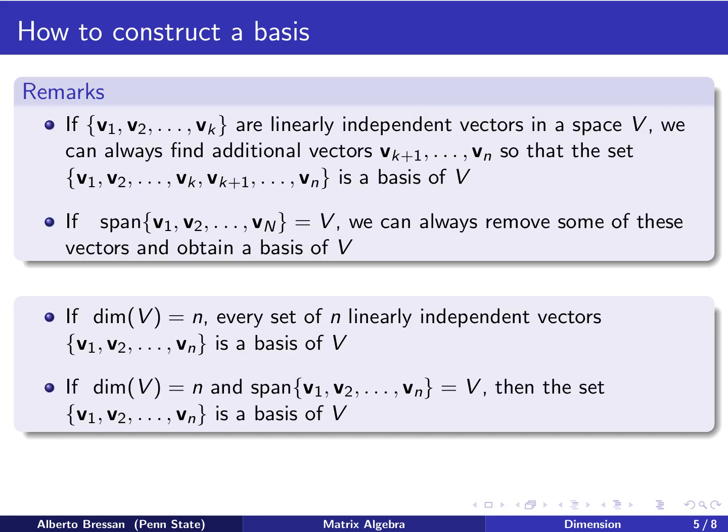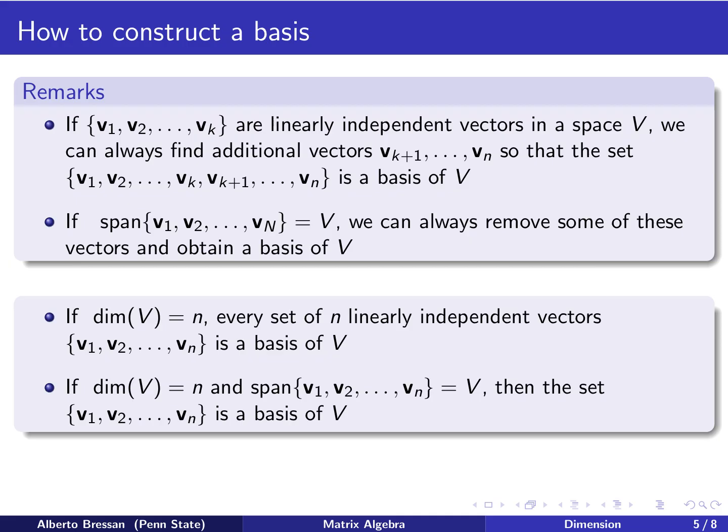Now the last one. If I know the dimension of V is n, and I also have a set of vectors V1, V2 to Vn, and the span of it is exactly the vector space V, then this set is a basis for V.